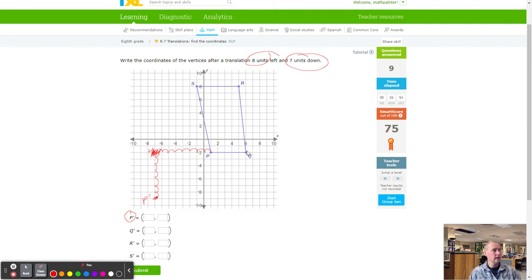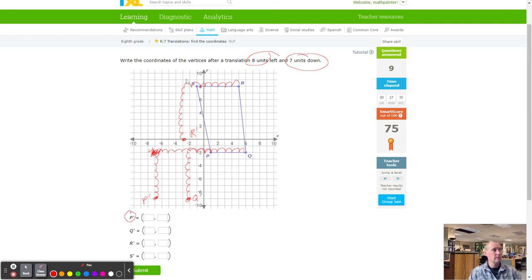Q, 8 units left. 1, 2, 3, 4, 5, 6, 7, 8. 7 units down. 1, 2, 3, 4, 5, 6, 7. That's Q prime. Just go a little bit faster. Just keep going. R, 8 units left. 1, 2, 3, 4, 5, 6, 7, 8, and 7 down. 1, 2, 3, 4, 5, 6, 7, 8 lands right here. And that's going to be R prime.